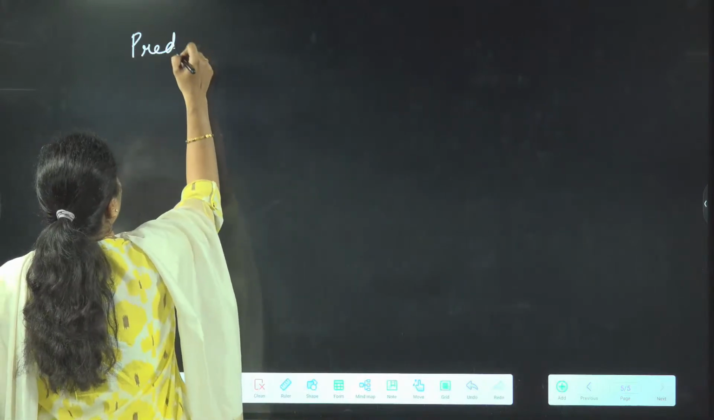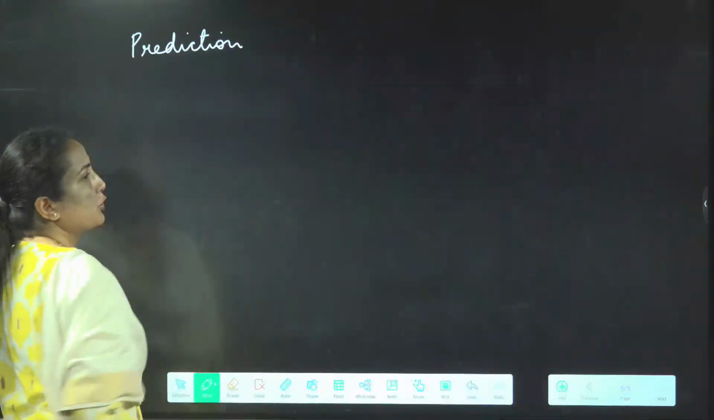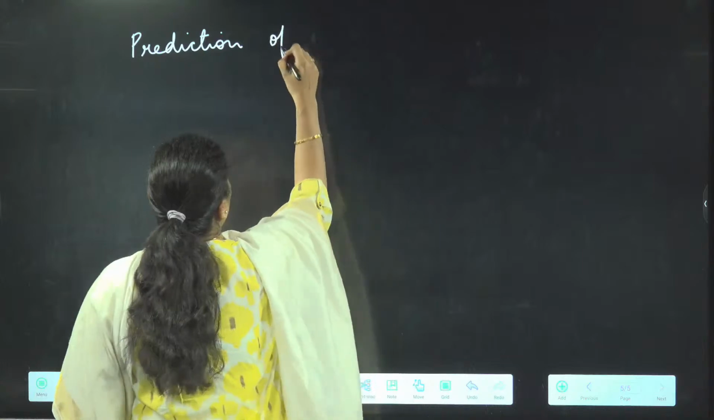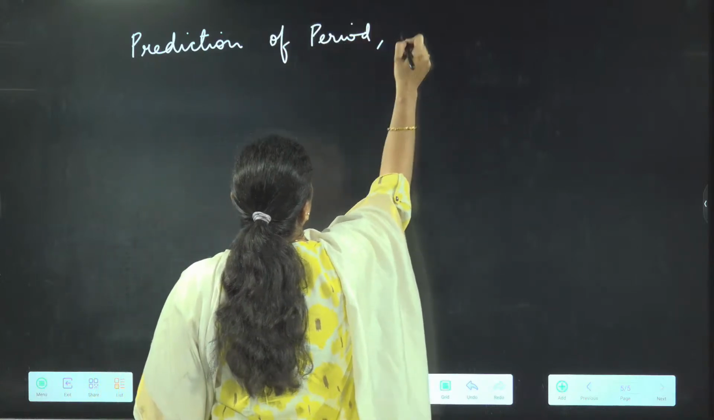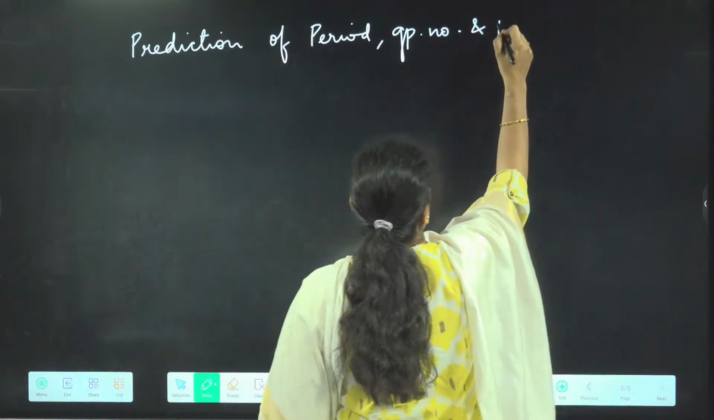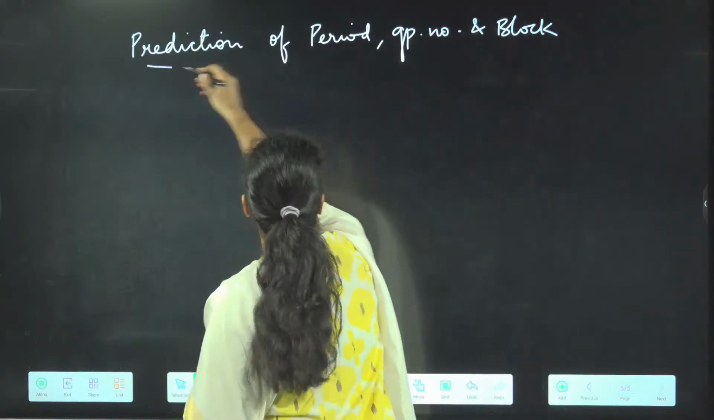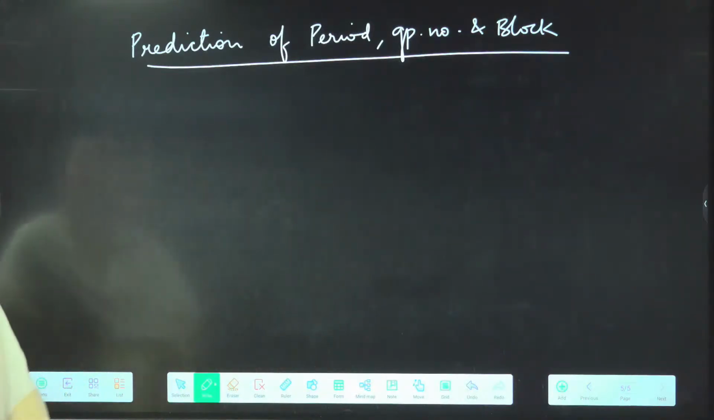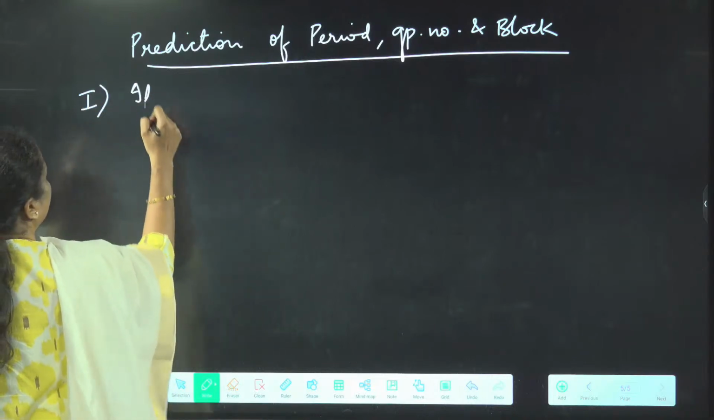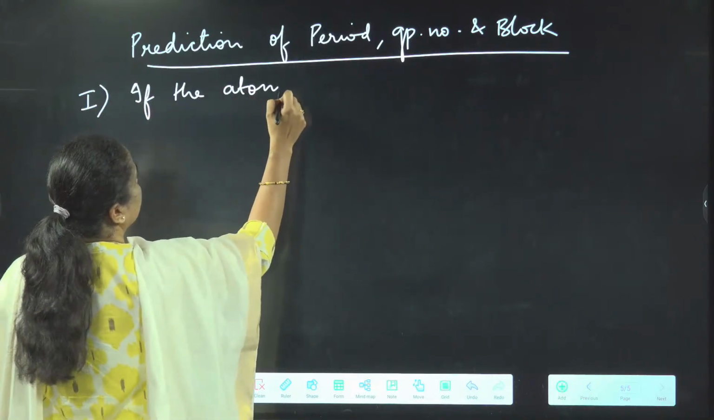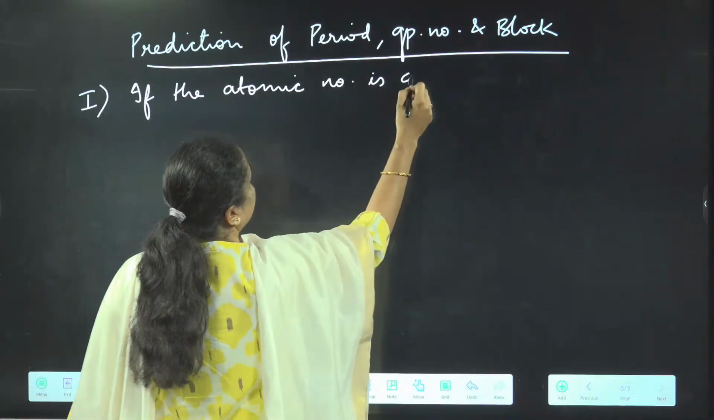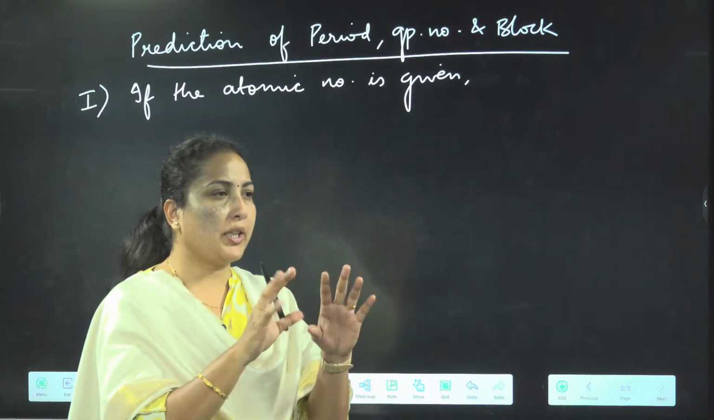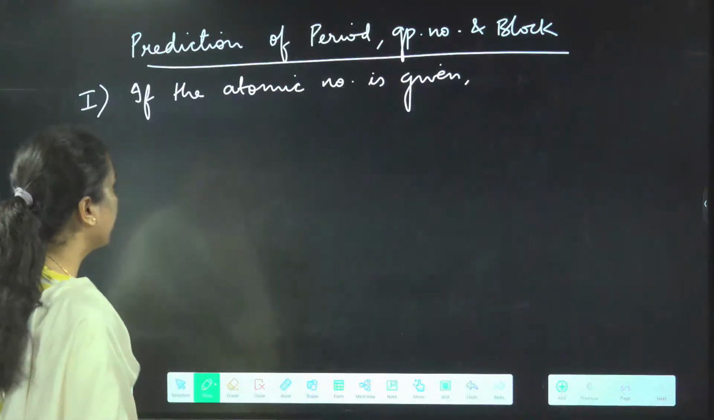Now let us move towards the important segment from where you can expect questions, which is prediction of group, block, period, all those things. So prediction of period, group number and block. Basically we'll be seeing two major cases. First one is if the atomic number is given. If the atomic number is given, we need to remember the series, which can easily help you out.